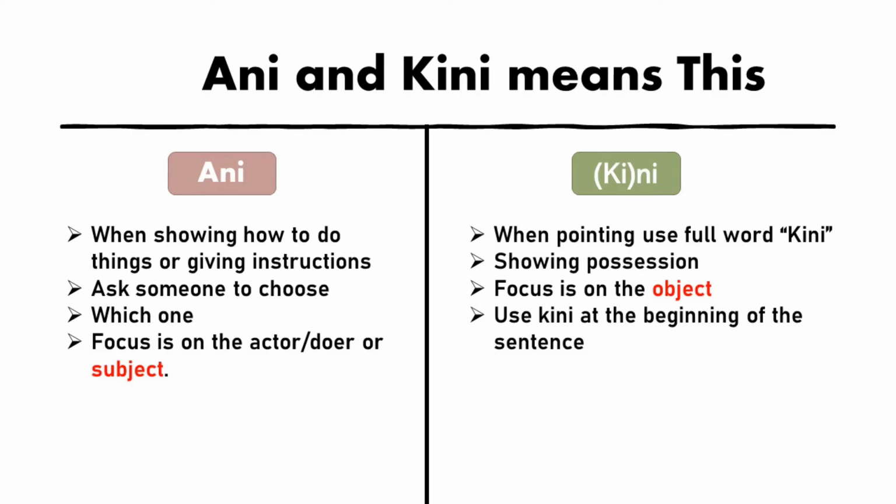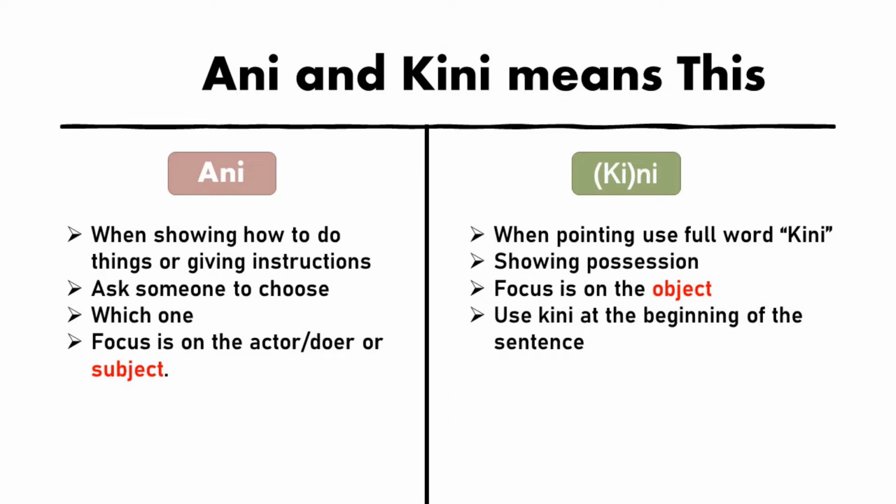Now let's go to kini. For example, when you are pointing, you will use kini, the full word, okay? Don't use the short form of kini if you are pointing. So when you're pointing, use the full word kini. Or if it's that, use kana. And if it's that over there, it's kato, okay? But since our lesson is about kini and ani, so we will focus on kini.